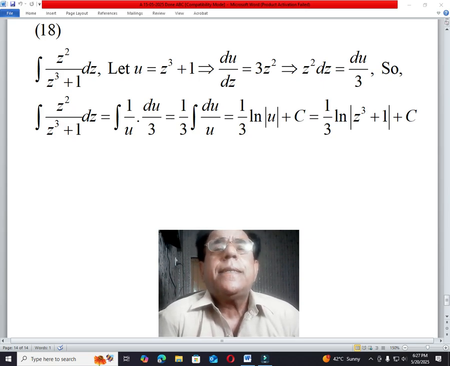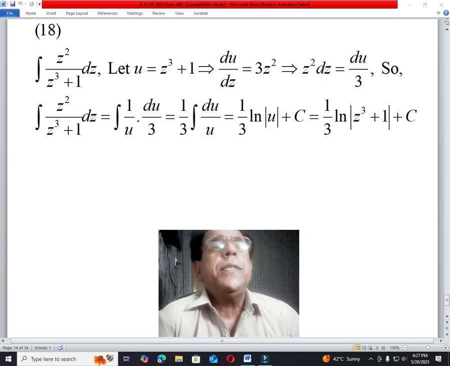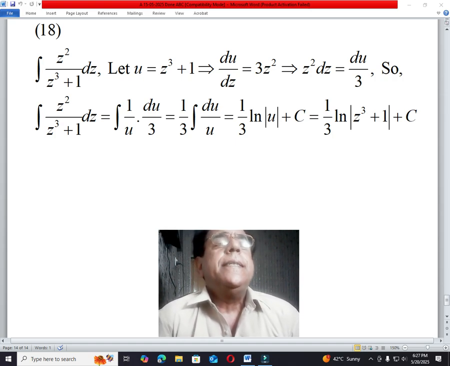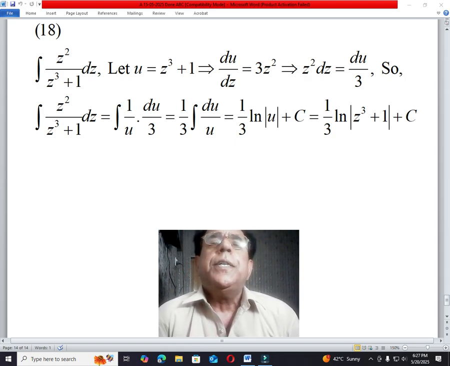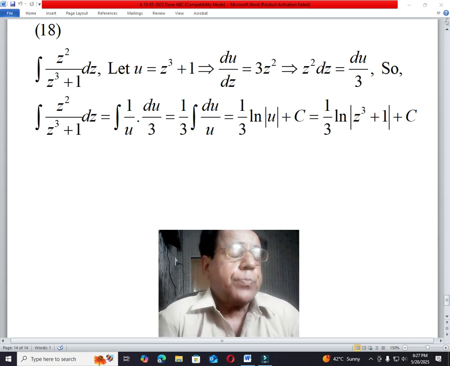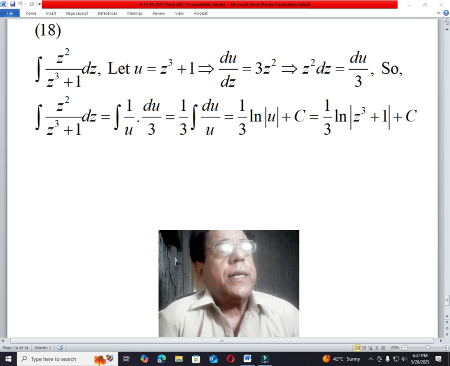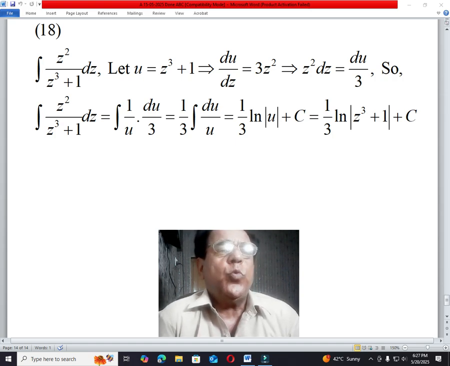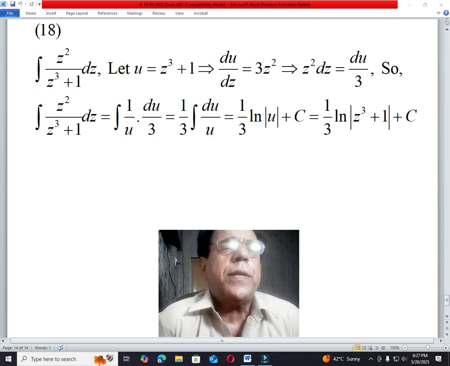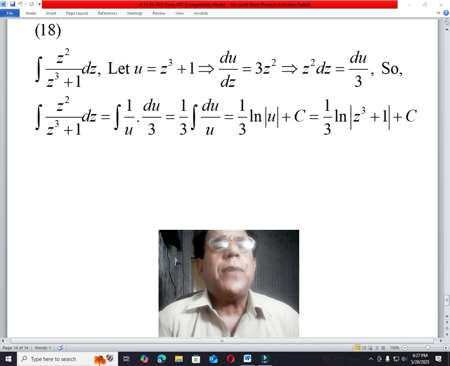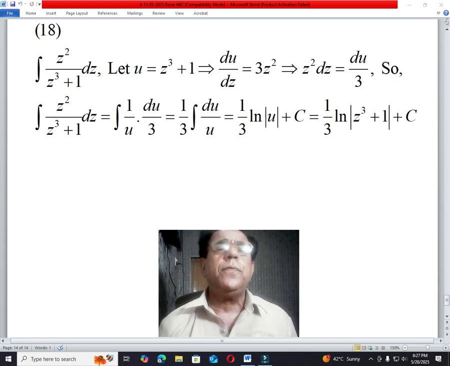From here, z square into dz becomes equal to du by 3, because in the statement z square and dz are appearing in the numerator. So in place of z square dz, we will use its alternate value in terms of u as du by 3. So integral z square over z cube plus 1 into dz becomes equal to integral 1 over u dot du by 3. Here 1 by 3 is a constant, so it will be taken out and written prior to the sign of integral. So we get the next step as 1 by 3 into integral du by u, and in the next step we are going to solve this.